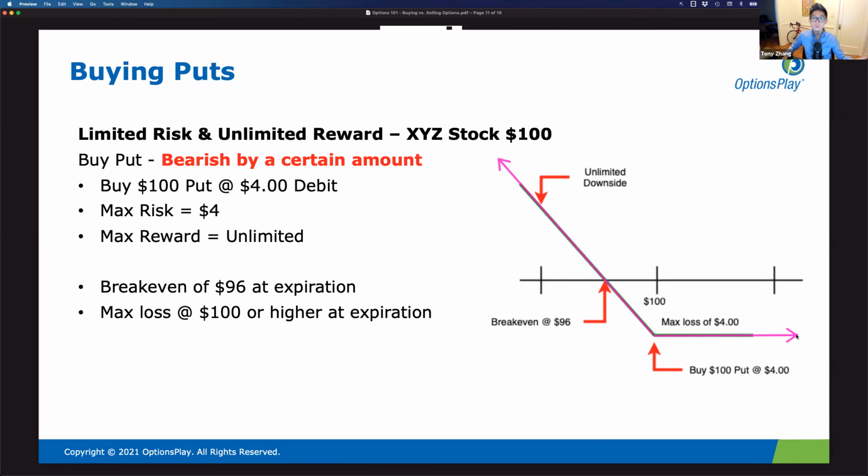But for that, I'm only risking $4 a share, because in this particular case, I paid $4 for this $100 put option. So when I pay $4 for the put option, the most I can lose is $4, but that means that the stock has to get below 96 for me to break even. It has to actually go below 96 before I make a profit. If it goes lower, but not as much as 96, I actually still lose money.